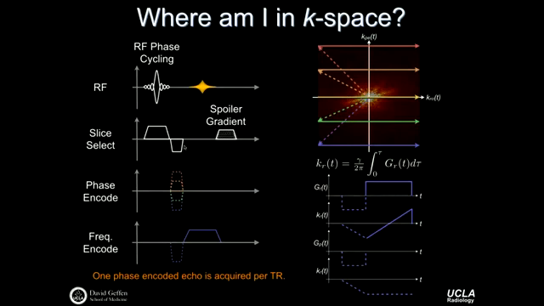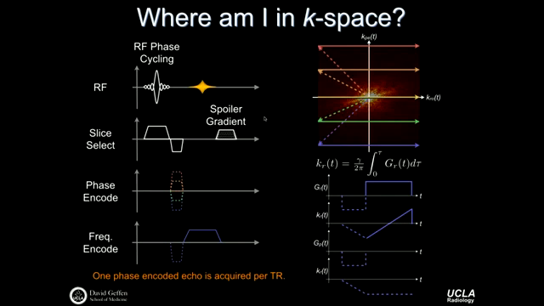In true three-dimensional imaging, you would actually be cycling a gradient like this one through multiple steps, and you would be able to acquire multiple planes of k-space. And those would just be another dimensionality to the Fourier space you were acquiring.